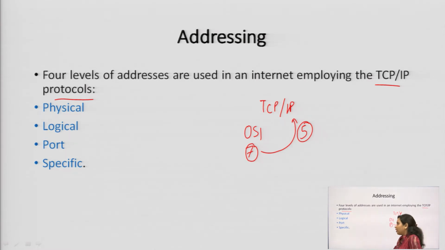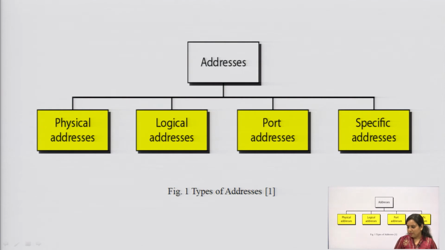Now, there are 4 different levels of addresses. The first one is the physical address, which is device specific. A printer has its own physical address and a computer has its own physical address. Then there are the logical address, port address and specific address. So, there are 4 different types of addresses that we are going to use in the TCP/IP protocol: physical address, logical address, port address and specific address.